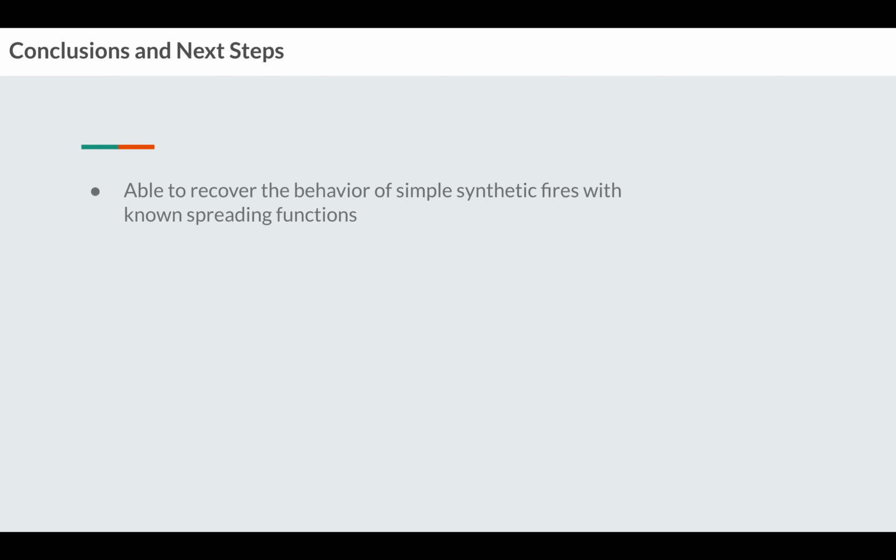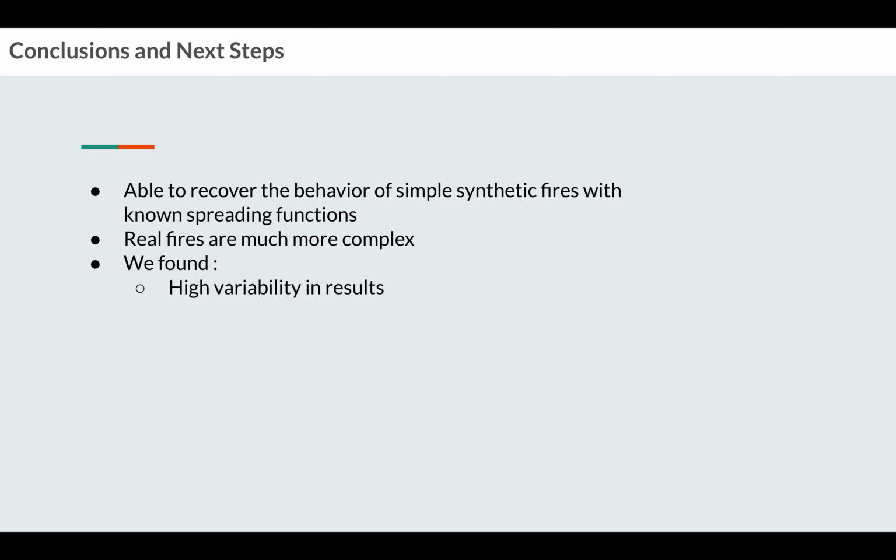So, in our conclusions and next steps section, we were able to recover some of the behaviors of the simple synthetic fires that spread according to the known spreading function that we defined. However, real fires are much more complex, right? They don't evolve based on a logistic function. We found that there's a lot of variability in the results of the model, and that there's a lot of heterogeneity in the solution form.